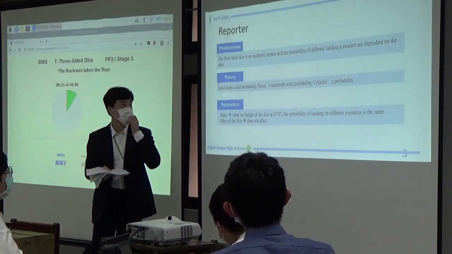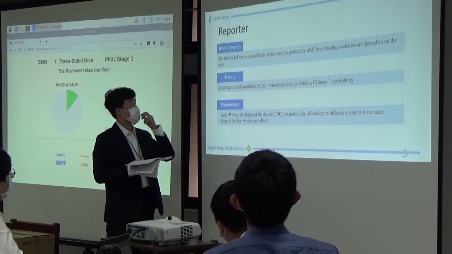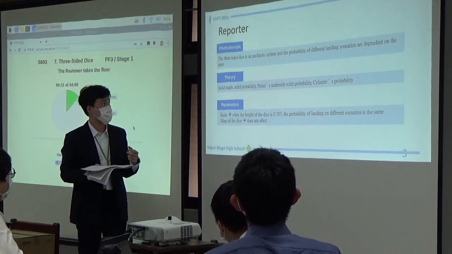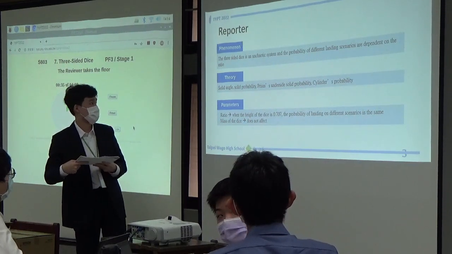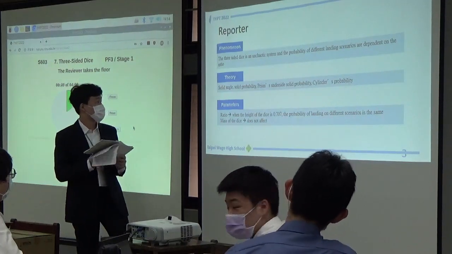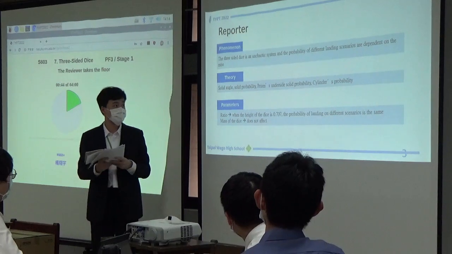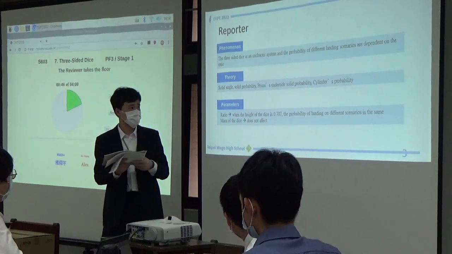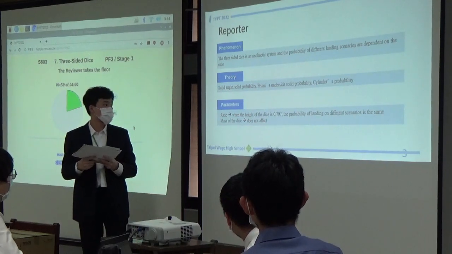First, we would like to sum up what the reporters have said in their report. The phenomenon is that the 3-sided dice is an unchaotic system, and the probability of different landing scenarios depends on the ratio of x, according to the reporter. Their theory is based on solid angle and solid probabilities, with prisms on their side and cylinders probability. The parameter they have is the ratio.